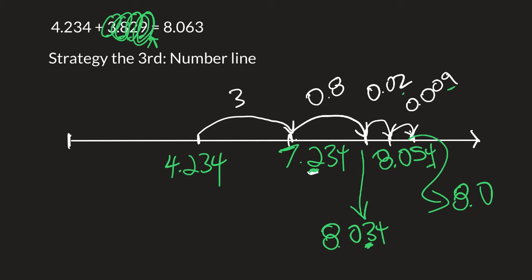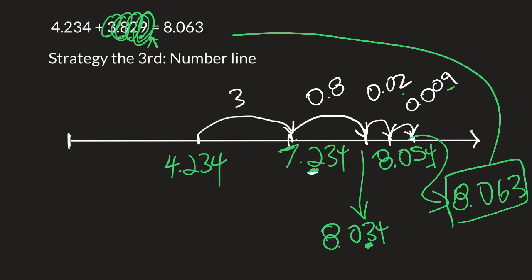We would have 6, 3. And that's our answer. Let's take a look. And that's how you add with a number line. Strategy the third complete. All right, check it out.